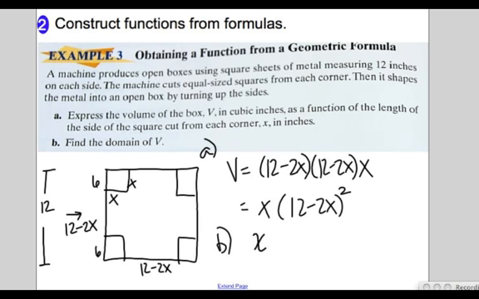I'm going to have nothing left to make a box out of. So that means my x's have to be less than 6. My cutouts. So that means it's going to be from 0. And I can't take out 0, so we're not including it, to 6.